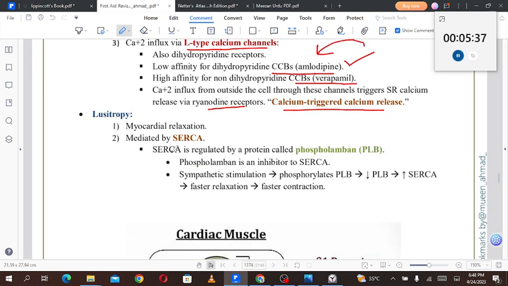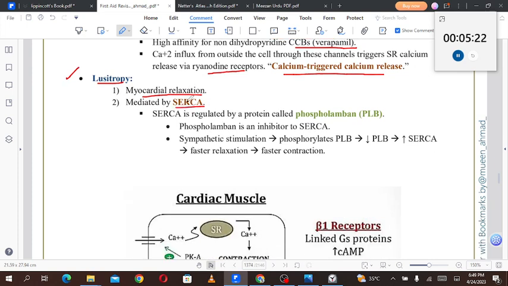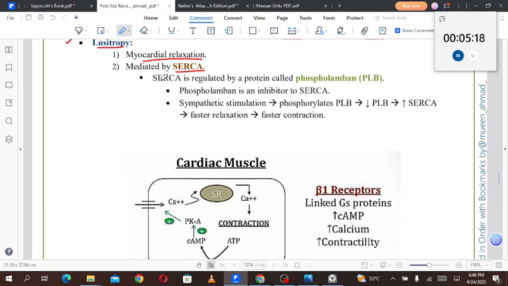What is lusitropy? Myocardial relaxation. We hear about different concepts like inotropy, chronotropy, dromotropy and whatnot, but lusitropy is something that is not discussed as often. So myocardial relaxation is called lusitropy, mediated by SERCA, the sarcoplasmic reticulum calcium ATPase, because it brings the calcium back into the sarcoplasmic reticulum. SERCA is regulated by a protein called phospholamban, PLB. Phospholamban is an inhibitor of SERCA.